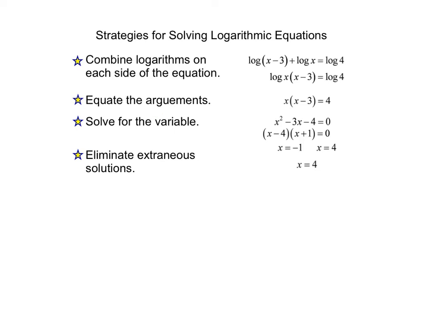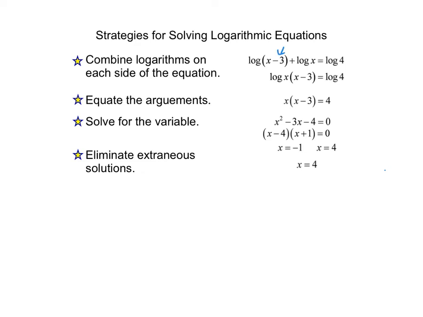Now the next thing I can do is equate the arguments. So x times x minus 3 has to be 4. And then I solve my equation. So I distributed the x here. I factored, and I found that x equals negative 1 or x equals 4. Now, in this case, you can get what you call extraneous solutions. The reason that happens is you have a restricted domain on the logs.